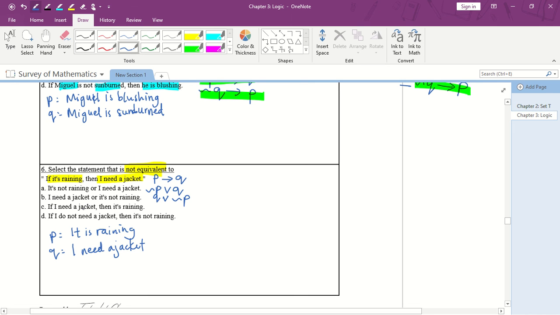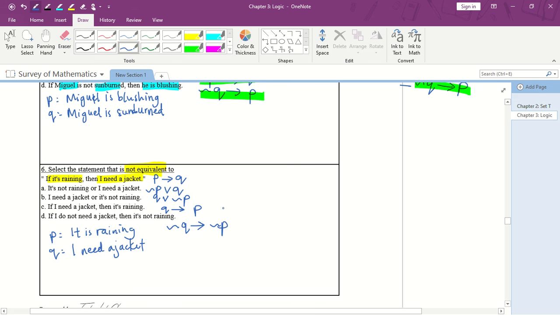So come back to here. If I need a jacket, "if" means that it will have an arrow here. If I need a jacket, so it will be Q, then it is raining, P. And the next one, if I do not need a jacket, "if" means that there's a conditional. If I do not need a jacket, negation Q, then it is not raining.